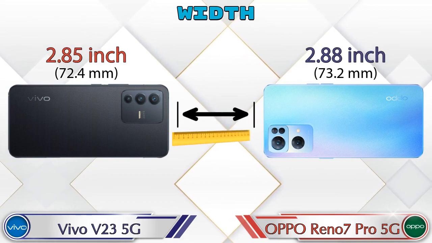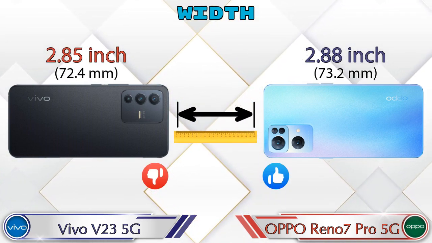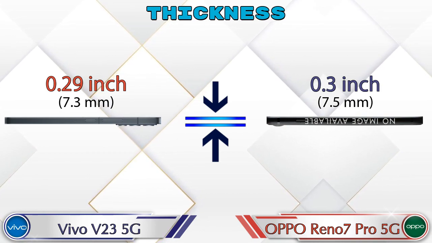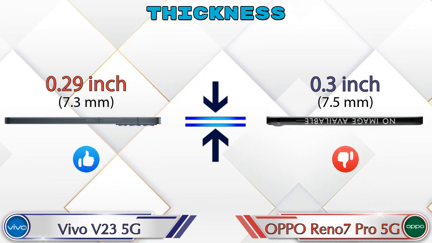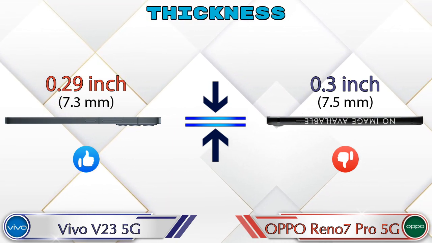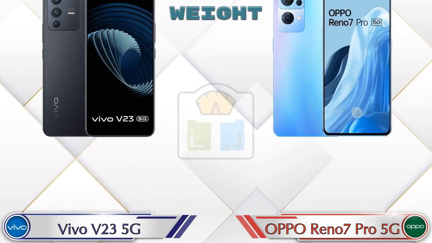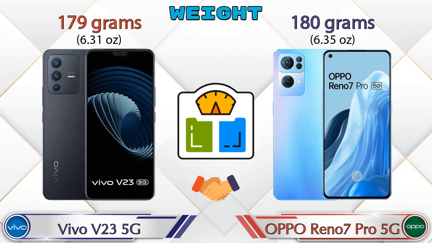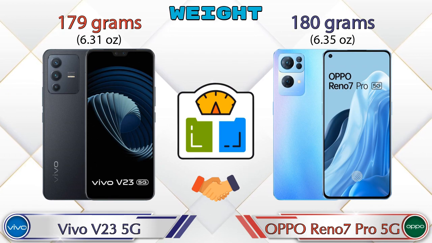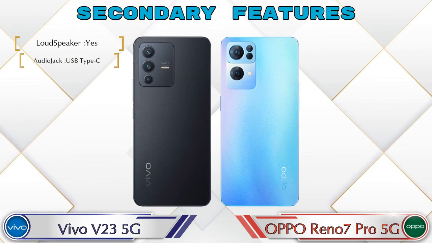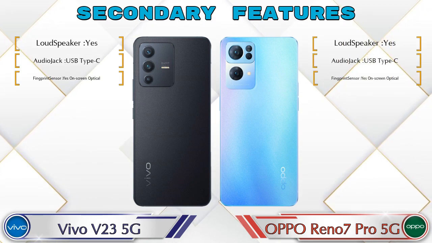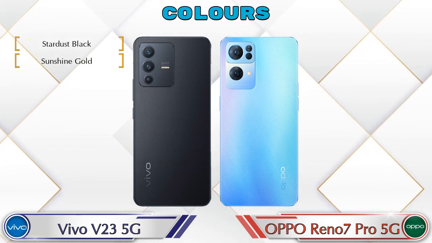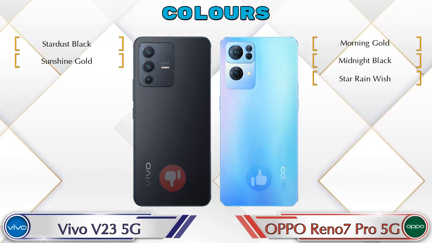Width: V23 5G is 2.85 inch and Reno7 Pro 5G is 2.88 inch. If we talk about thickness, V23 5G is 0.29 inch and Reno7 Pro 5G is 0.3 inch, which is bigger than V23 5G. Now let's talk about weight. V23 5G is 179 grams and Reno7 Pro 5G is 180 grams, which are almost similar. Let's see the other features of both phones. Talking about color options, V23 5G has two colors and Reno7 Pro 5G has three color options available.